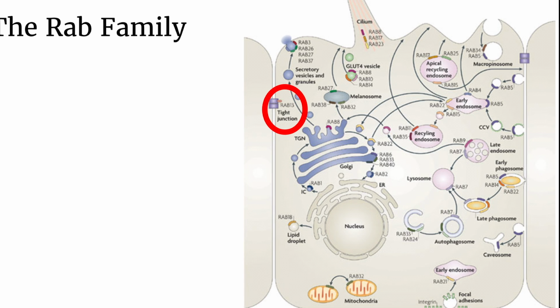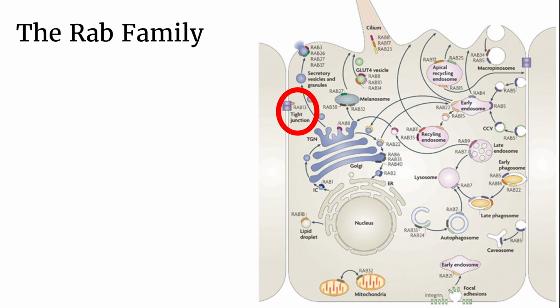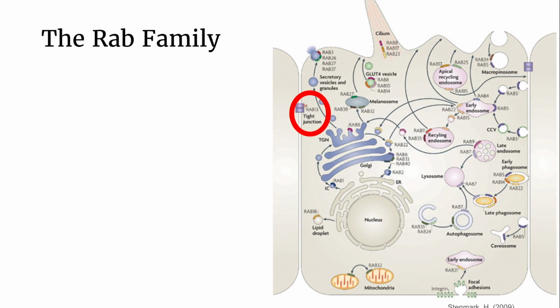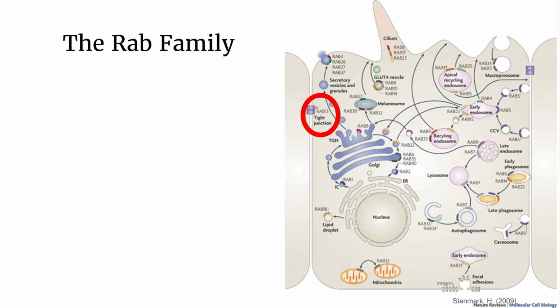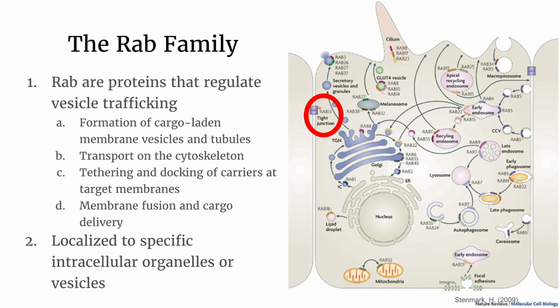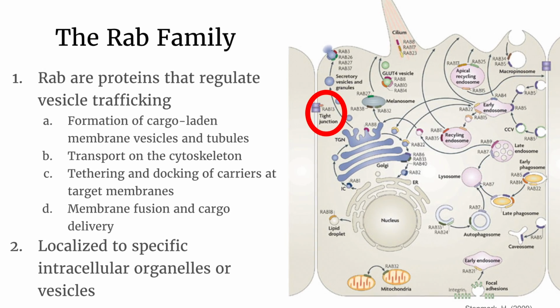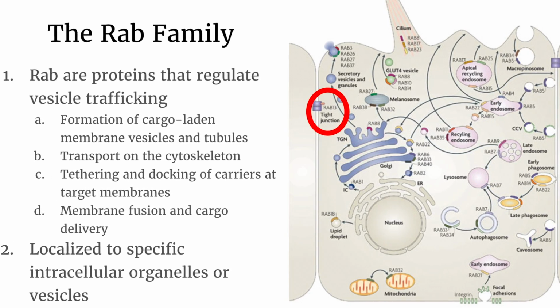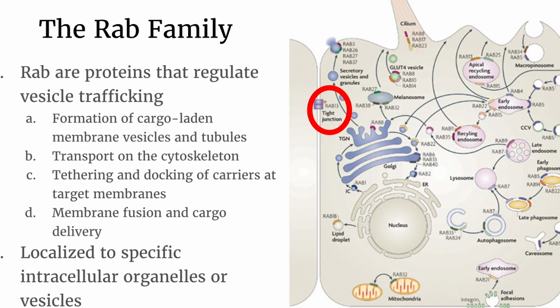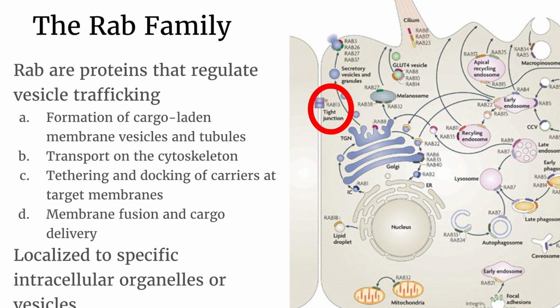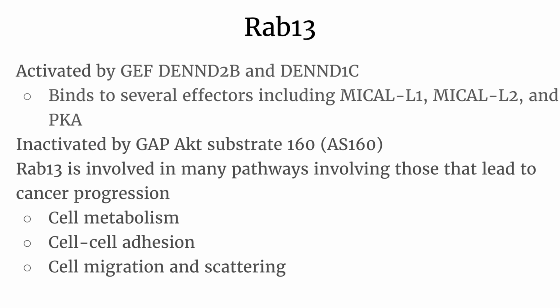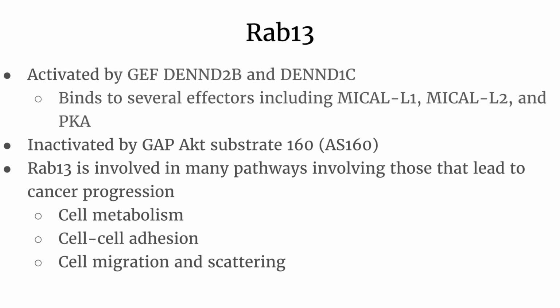Rab proteins are a family of around 70 proteins in humans associated with all major steps of vesicle trafficking. Each Rab is concentrated in specific vesicles or intracellular organelles, as evident in the image. This includes the synthesis of membrane vesicles and tubules loaded with cargo, transport of these molecules on the cytoskeleton, and lastly, cargo delivery. Rab13 controls many cellular functions which are changed in cancer cells.